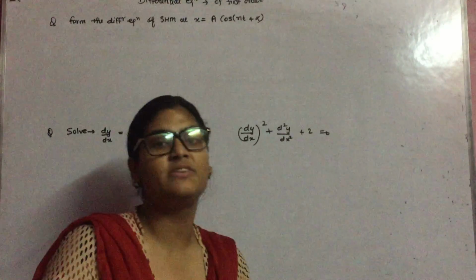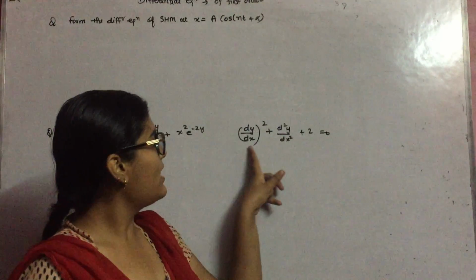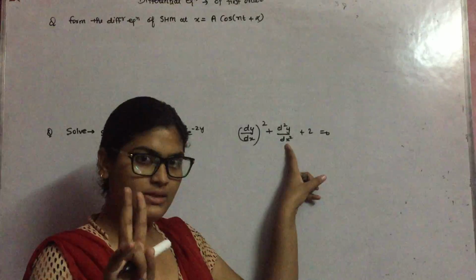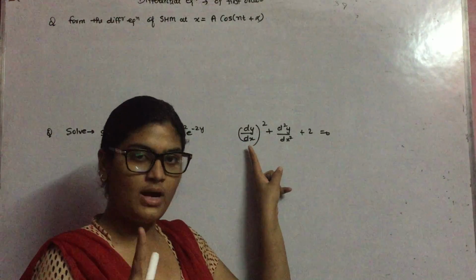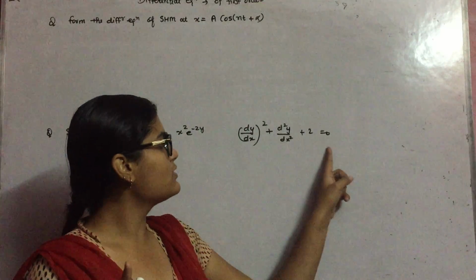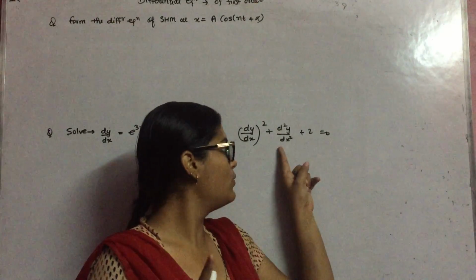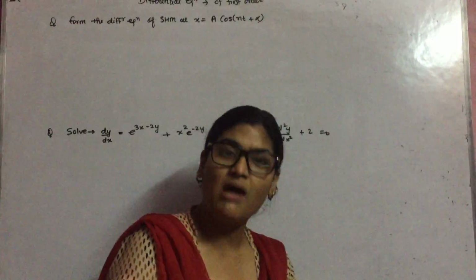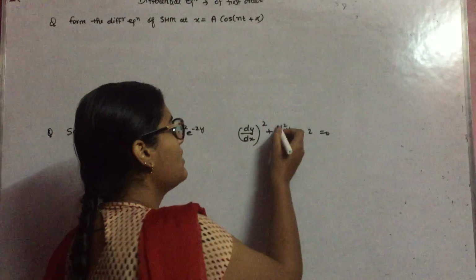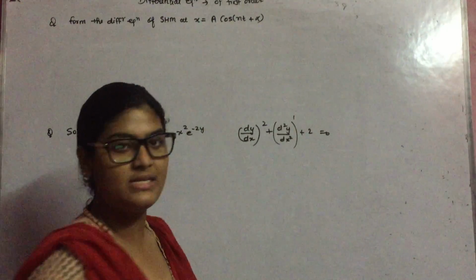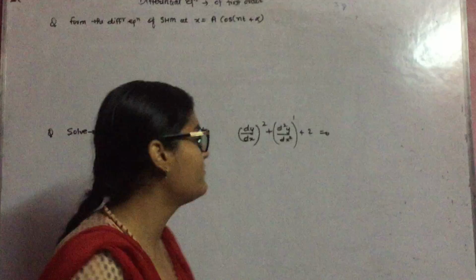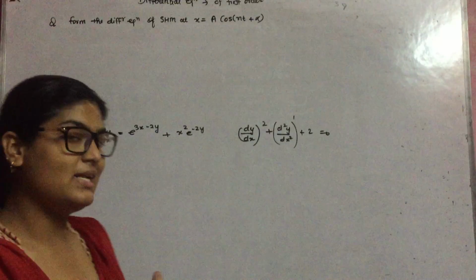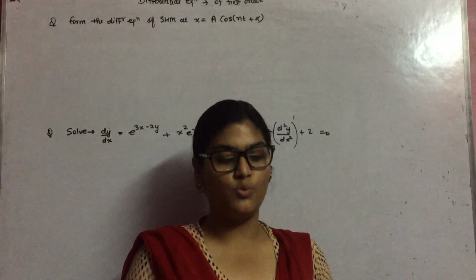Order means the highest differential coefficient. You are differentiating it twice, a second order derivative, and in the other term you are differentiating it once. So the highest order derivative is 2, so the order is 2. And the power of that highest order derivative is the degree. So the power is 1, so the degree is 1. Okay, so this equation equals 0. This is a differential equation.